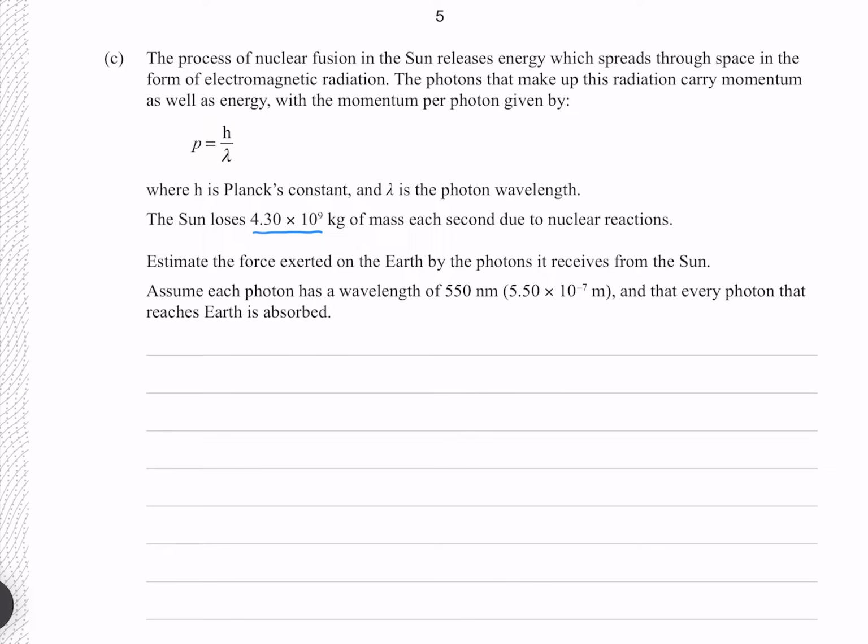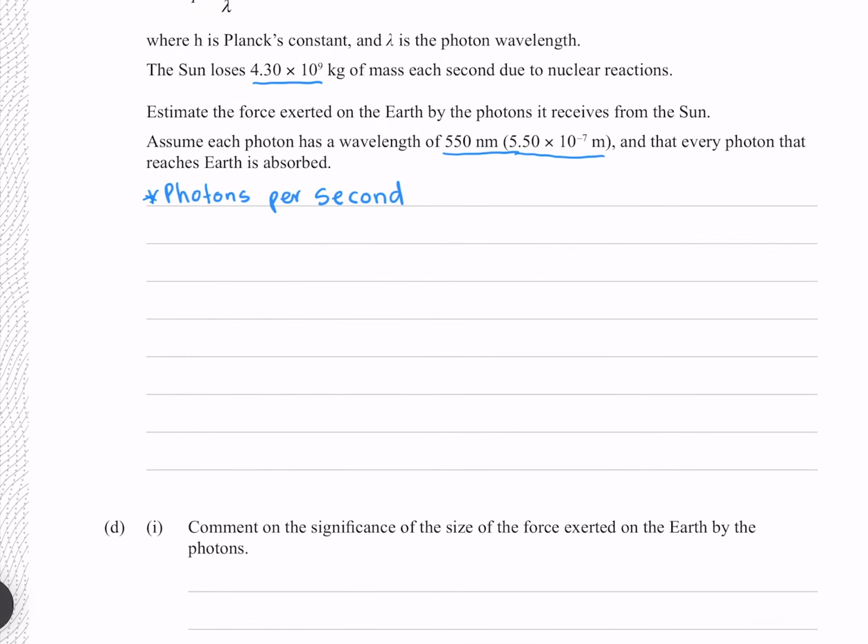Assume each photon has a wavelength of 550 nanometers, or 5.5 times 10 to the minus 7 meters, and that every photon that reaches Earth is absorbed. This is going to involve a number of steps. We can find the number of photons per second by considering that our energy per second is going to equal our mass per second multiplied by c squared, and is going to equal the number of photons per second multiplied by their individual energy, which we can write as hf.